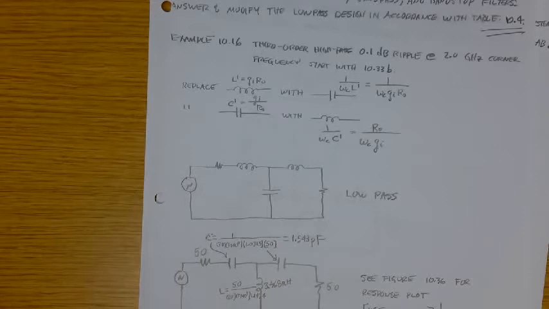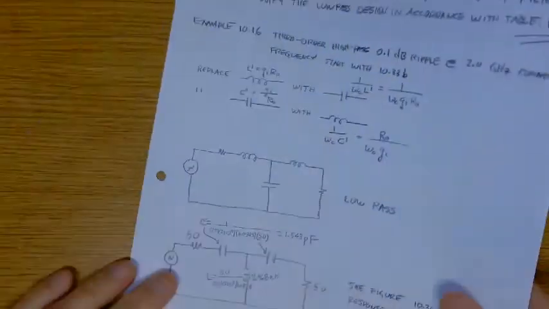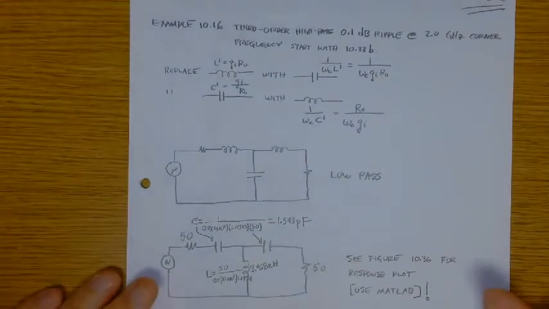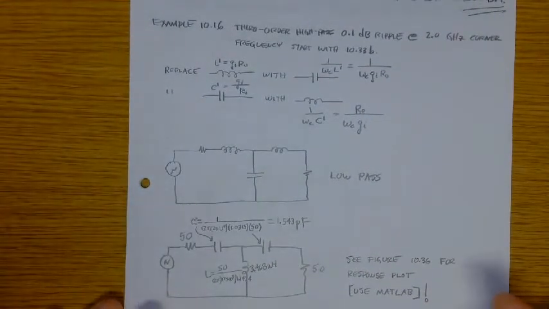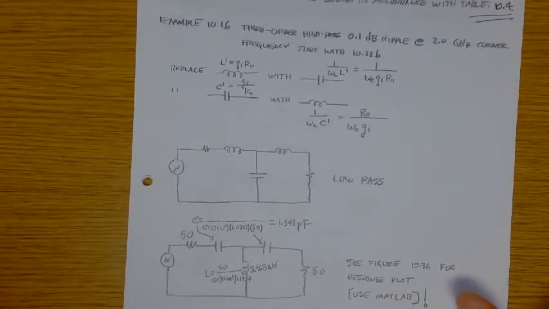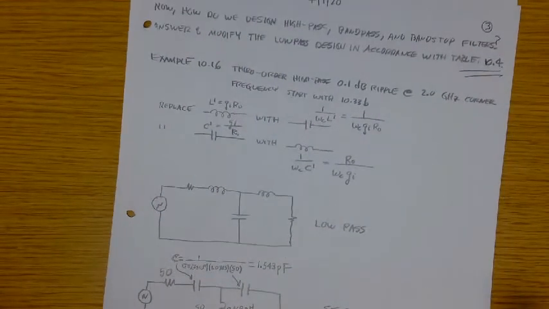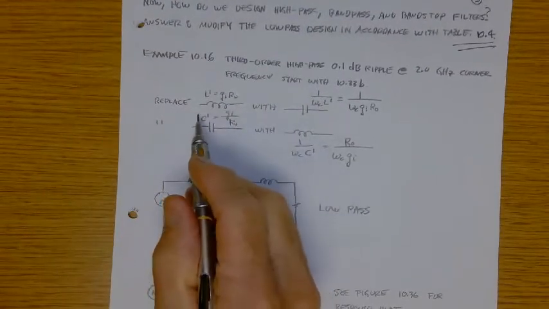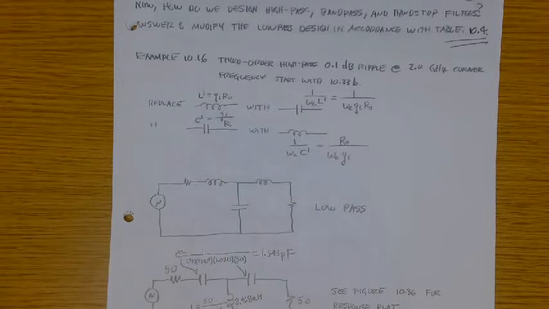So what's the next thing to do? Let's work an example. We're going to move away from the simple low pass and move to a high pass. So if I'm going to go high pass, how am I going to do that?